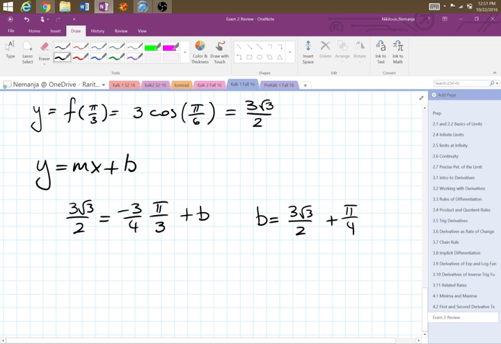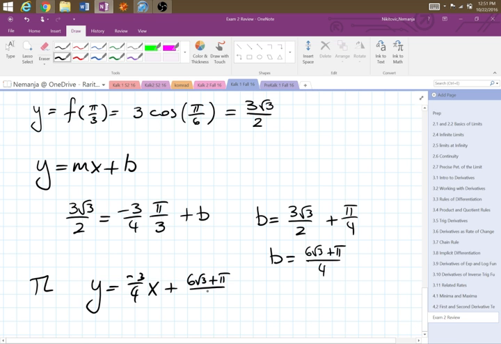So b is everything over 4. We have 6 root 3 plus pi. So what's the tangent line? It's y equals negative 3/4 x plus 6 root 3 plus pi over 4.